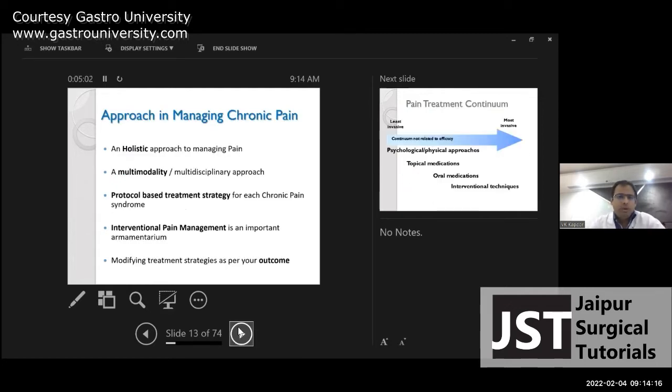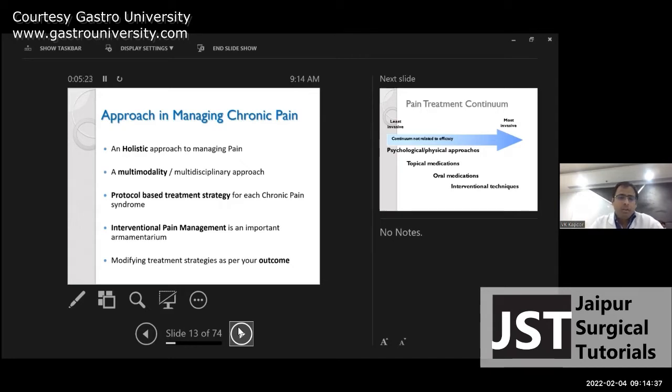How do we manage chronic pain? We should always adopt a holistic approach. Multimodal pain management, a multidisciplinary approach should be there. There should always be a protocol-based strategy. It should not be like, I have given this medicine, I'm sitting in the pain clinic and writing anything which I want. No, there should be a decided protocol of how to proceed with pain.